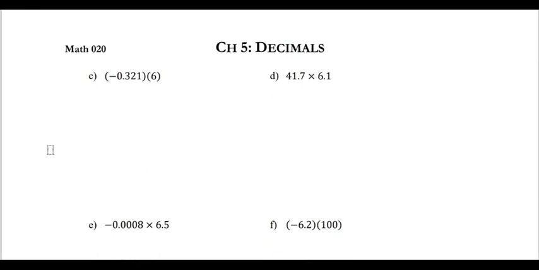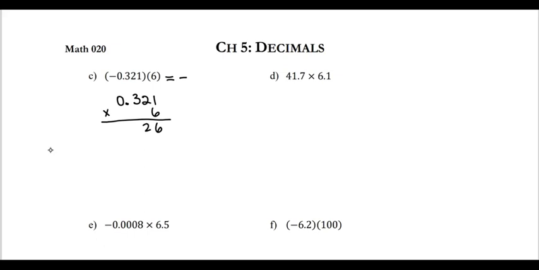This one, let's go ahead and do that real quick. So you have negative 0.321 times 6. So that means the answer is going to be negative. All right, now I've decided on the sign, so I'm going to do the multiplication. Now, 0.321 times 6. All right, so line up your numbers.